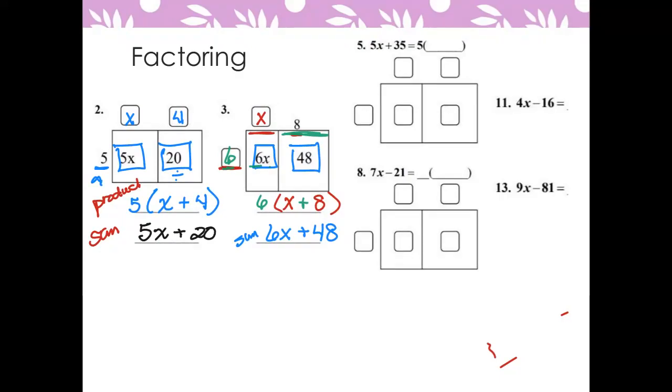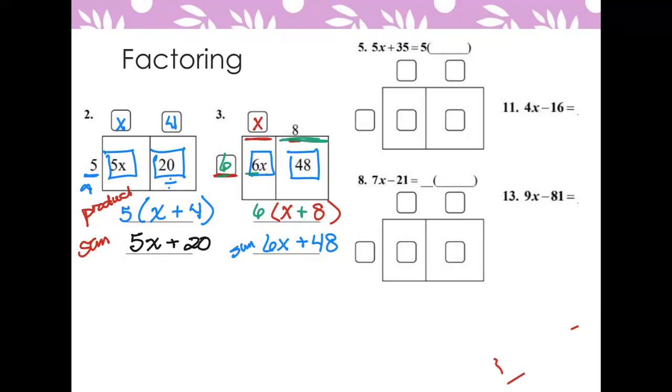All right. Number 5 says 5x plus 35. That is your sum. Okay? So what is the area of this first rectangle?